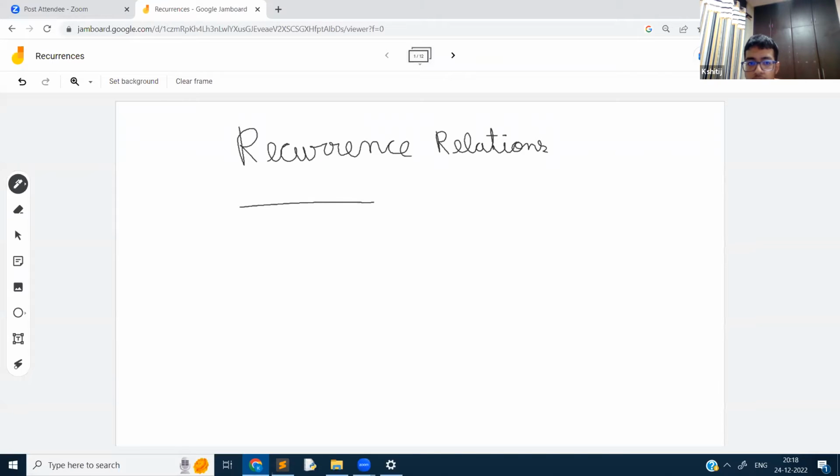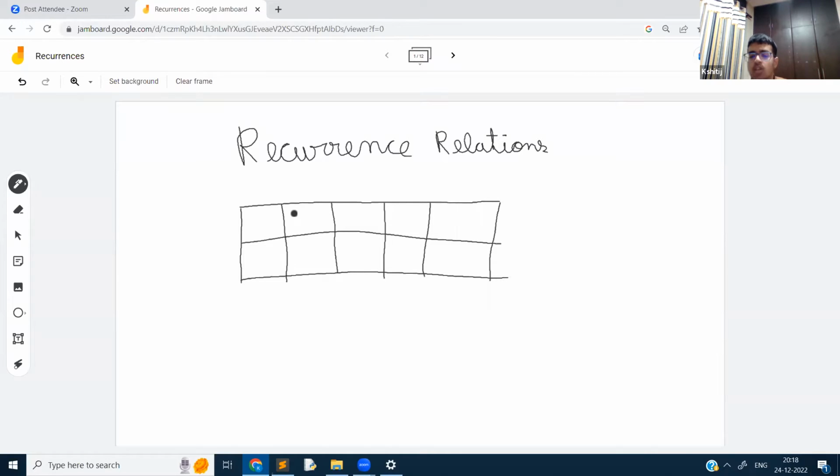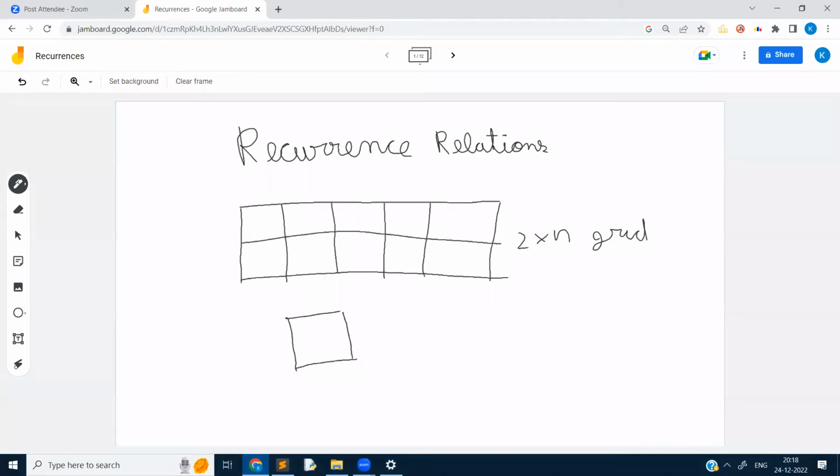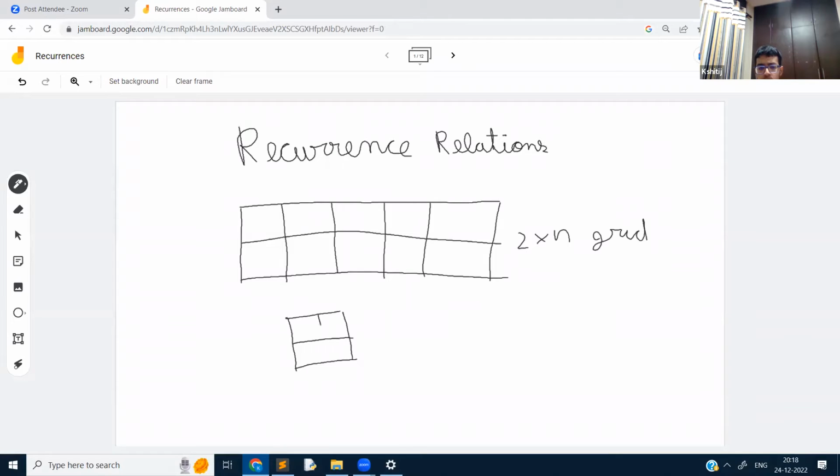Suppose you have a 2 into n grid. Now you have to tile the grid using either 2 by 2 or 1 by 2 dominoes. And also you can't rotate them. So they must be placed like this only.